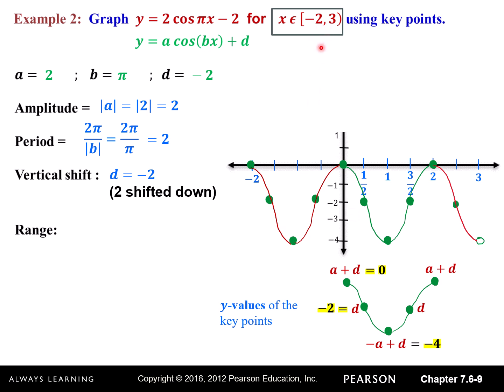And let's check again the endpoints. So -2 is included, so that's why we have to make a closed point here. While 3 is not, we have to make this an open point. And now lastly, we can easily find the range. And as we said, the range here is the minimum, -a plus d, up to a plus d. So that's the formula. And then substituting that, it's equal to -4 up to 0.